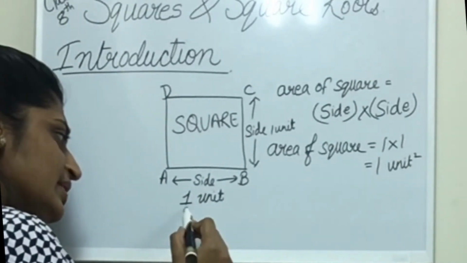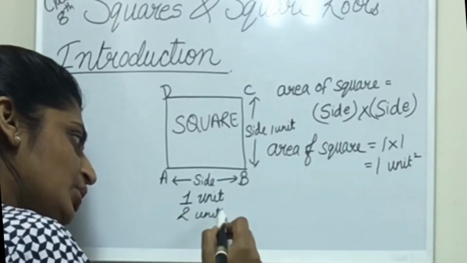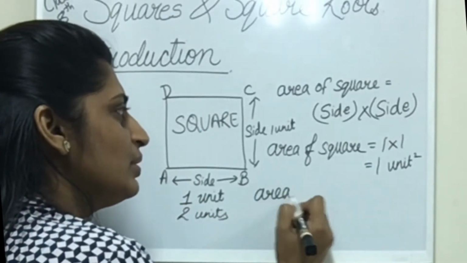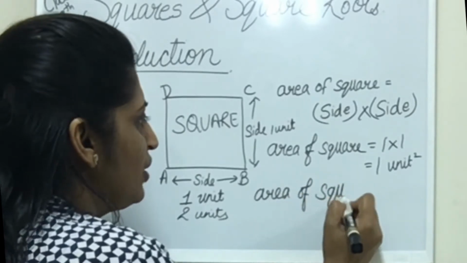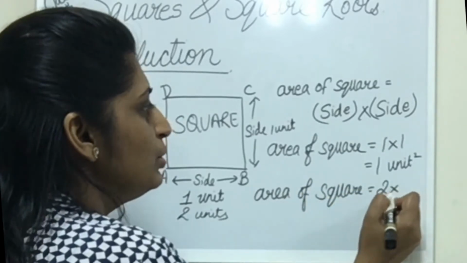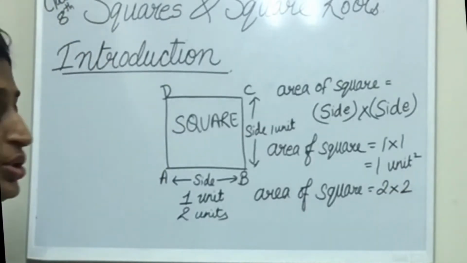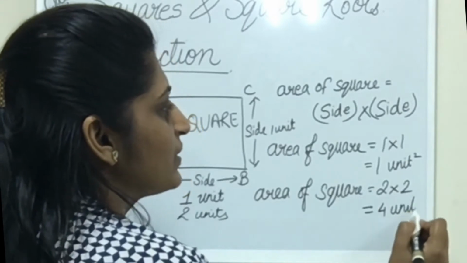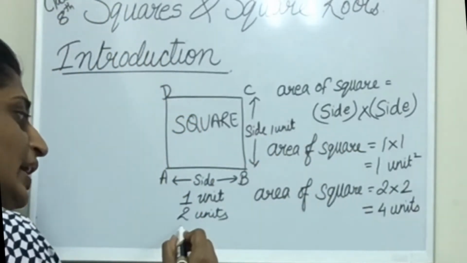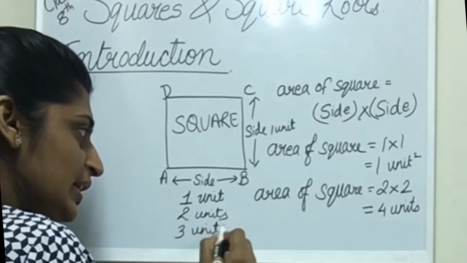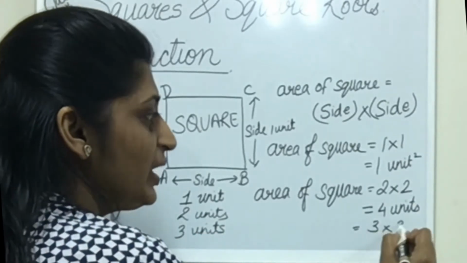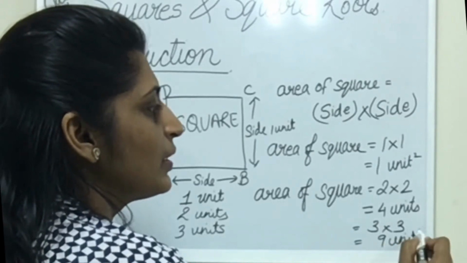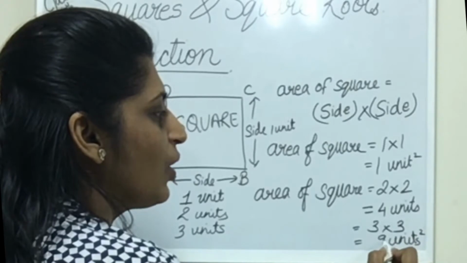If instead of 1 it would have been 2 units, what will be the area of square? So area of square in that case will be 2 times 2 because each side measures 2. So 2 times 2, it will be 4 square units. If instead of 2 it would have been 3, then same 3 times 3, which is 9 square units. I can write 9 unit square or 9 square units.